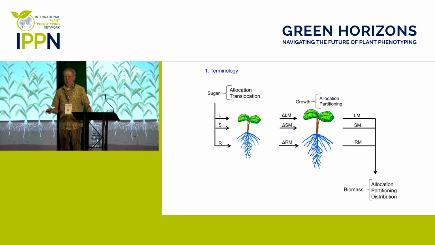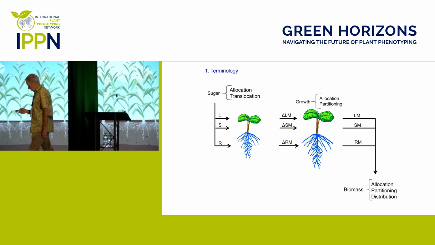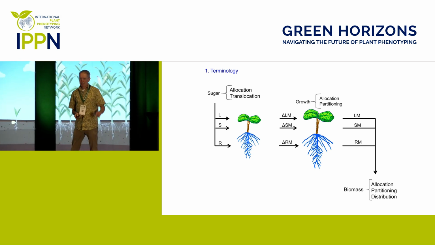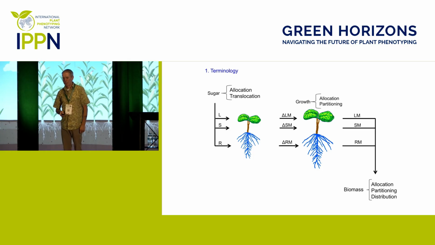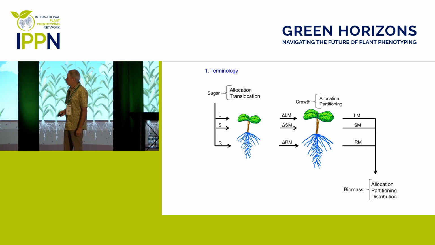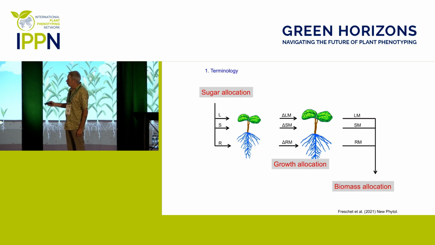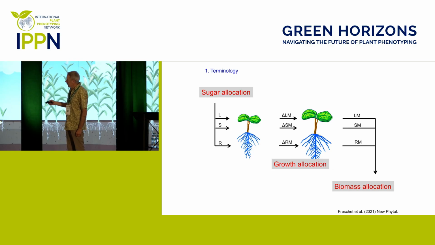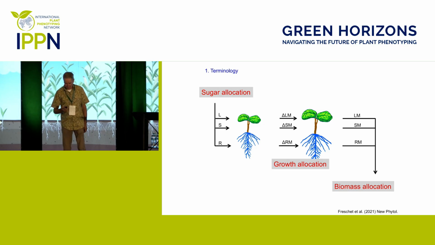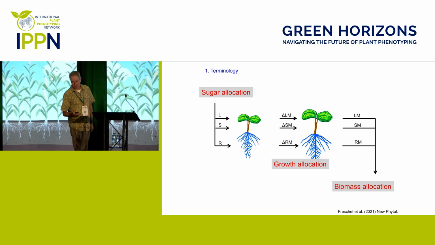So I'm going to try to make life easier for you. And like Napoleon, I think that one name or one word for somebody is not enough. You need at least two names, a first and a last name. So I will call this all allocation, but in the first case it's sugar allocation to leaf, stems and roots. It's growth allocation when you look at the increases in biomass. And it's biomass allocation if you look at the proportion of leaves, stems, and roots. Right? That makes life, I think, a little bit easier.